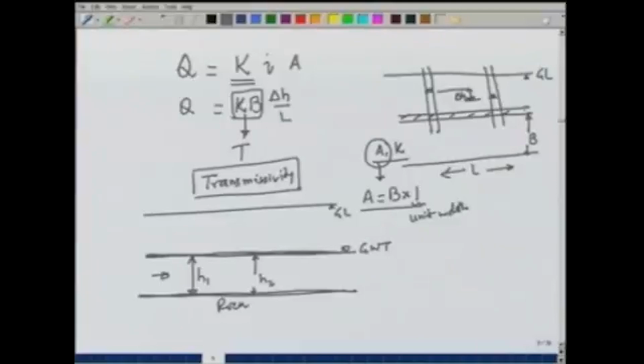But in confined aquifers, assuming that this thickness B is constant, K B can be replaced by the transmissivity. So, in order to find out how much flow can occur through the aquifer for a given difference of head, we use Darcy's law, and then we use Darcy's law to get the continuity equation, which tells us a mass balance over a certain element.